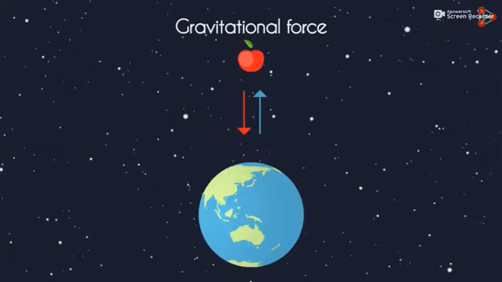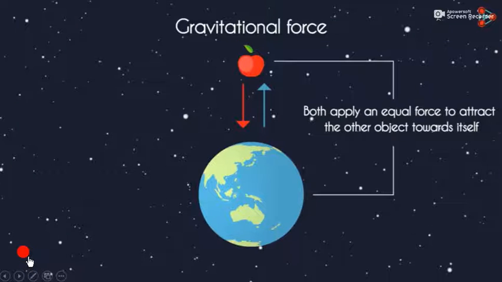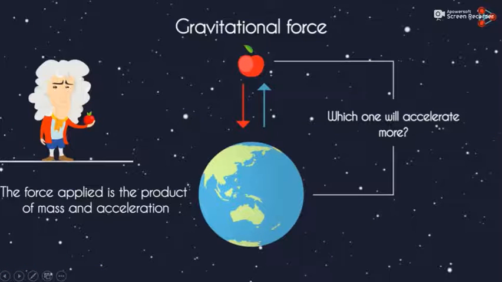We saw that the gravitational force is the attractive force between any two objects with non-zero mass separated by a distance. So does the apple fall towards the earth, or does the earth move towards the apple? The celestial object is an apple. Based on what we learnt about the gravitational force, both apply an equal force to attract the other object towards itself. So if the forces are equal, which one will accelerate more? Based on Newton's second law, we know that the force applied is the product of mass and acceleration. So the acceleration will equal force over the mass.